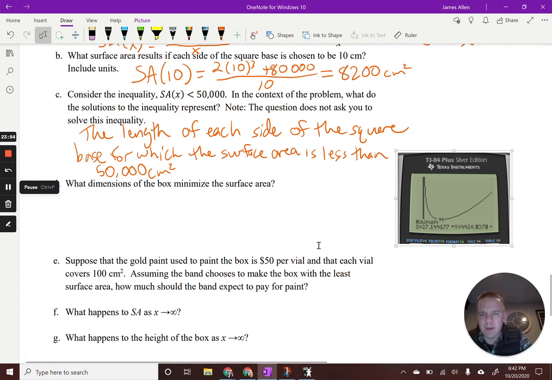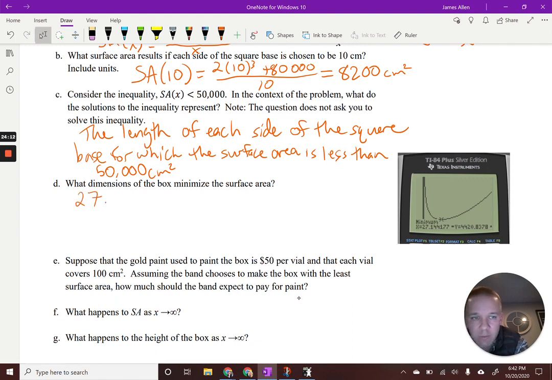So what are my dimensions to minimize the surface area? Well, the x is my base dimension. That y is not my height. That is my surface area function value. That's the actual surface area, 4,420. So that means that one of the dimensions is going to be 27.144 centimeters by, and the other one's going to be 27.144 centimeters by, and then how do I find the last one?